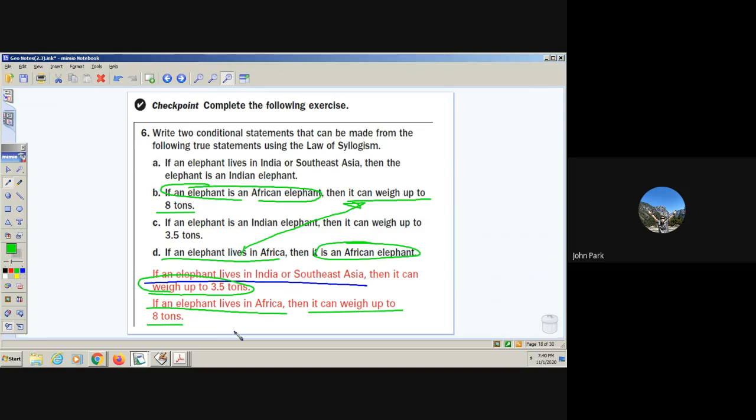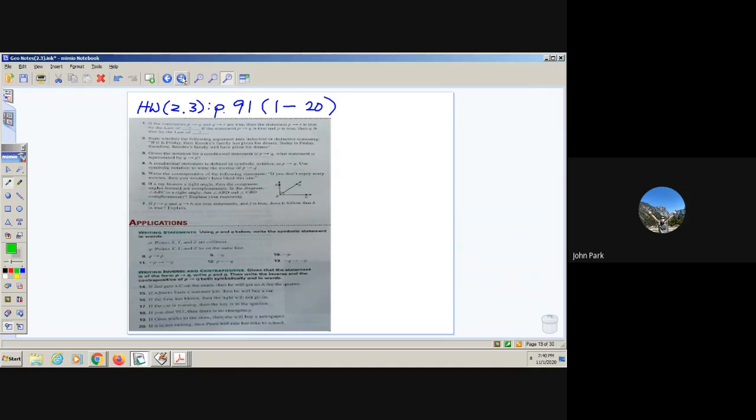All right. So the law of syllogism basically makes another if-then true statement by jumping things around, as long as they are the same thing in the middle. So that is the logical argument using either the law of detachment or the law of syllogism. So that's the homework.